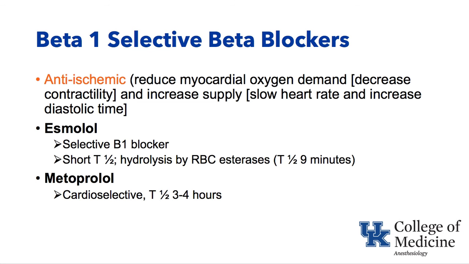Esmolol, like metoprolol, is selective for the beta-1 receptor. It has a short half-life, however, because it's hydrolyzed by red blood cell esterases with a half-life of only 9 minutes, which makes it a great titratable beta blocker, as opposed to metoprolol, which is also a cardioselective beta-1 blocker but has a longer half-life measured in hours.